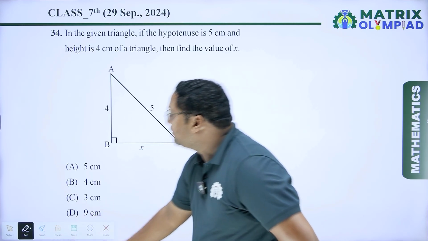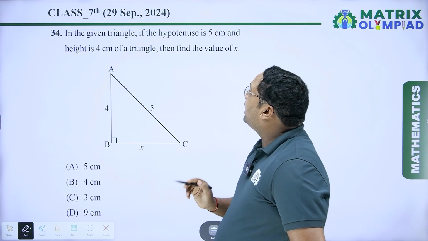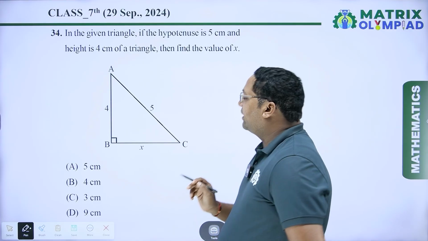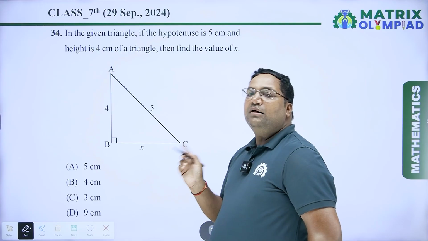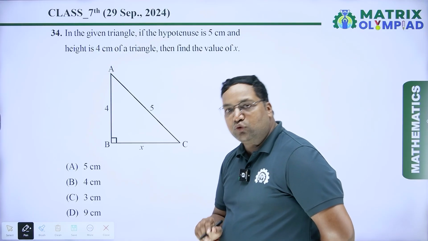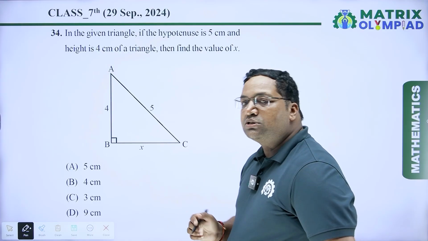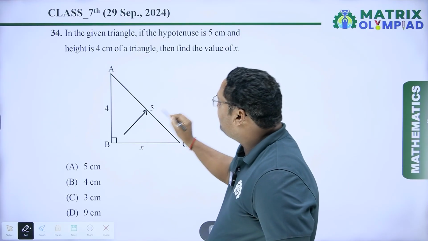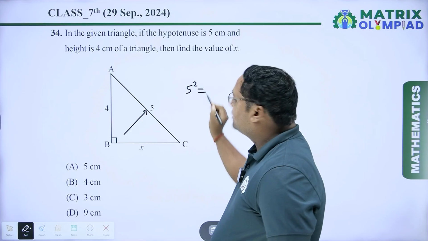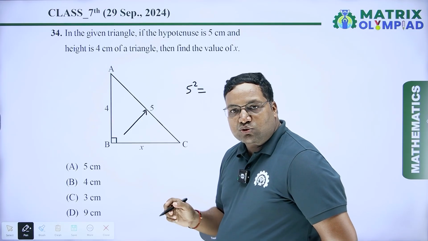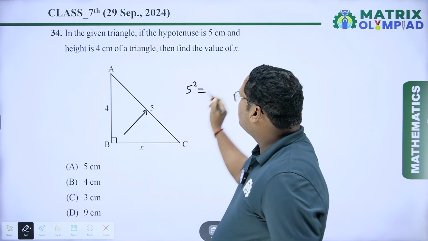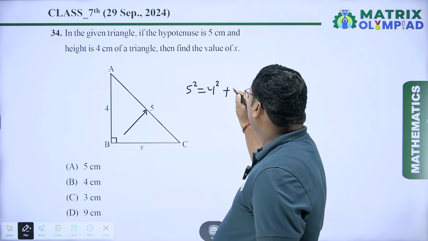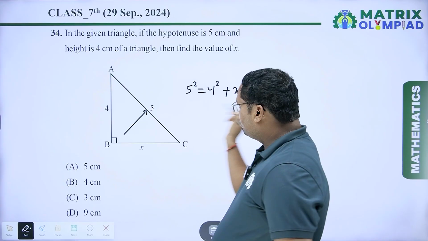Question number 34. In the given triangle, if the hypotenuse is 5 centimeters and the height is 4 centimeters, then find the value of x. Here a right triangle is given, so we have to use the Pythagoras theorem: hypotenuse squared is equal to the sum of the squares of the remaining two sides. Here the hypotenuse is 5. One side is 4, so the square of 4 plus the other side x squared. So we have to solve this equation.